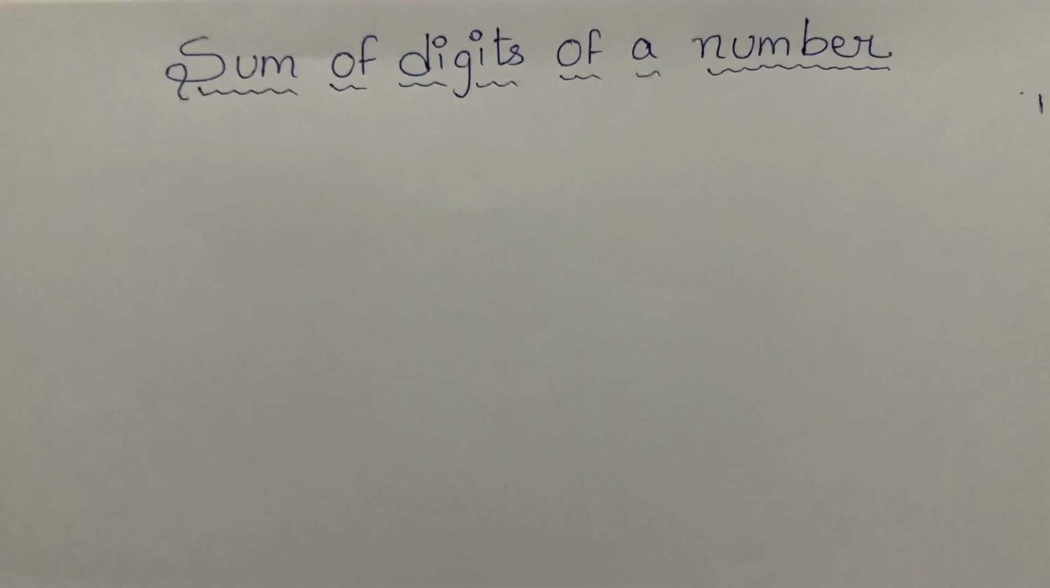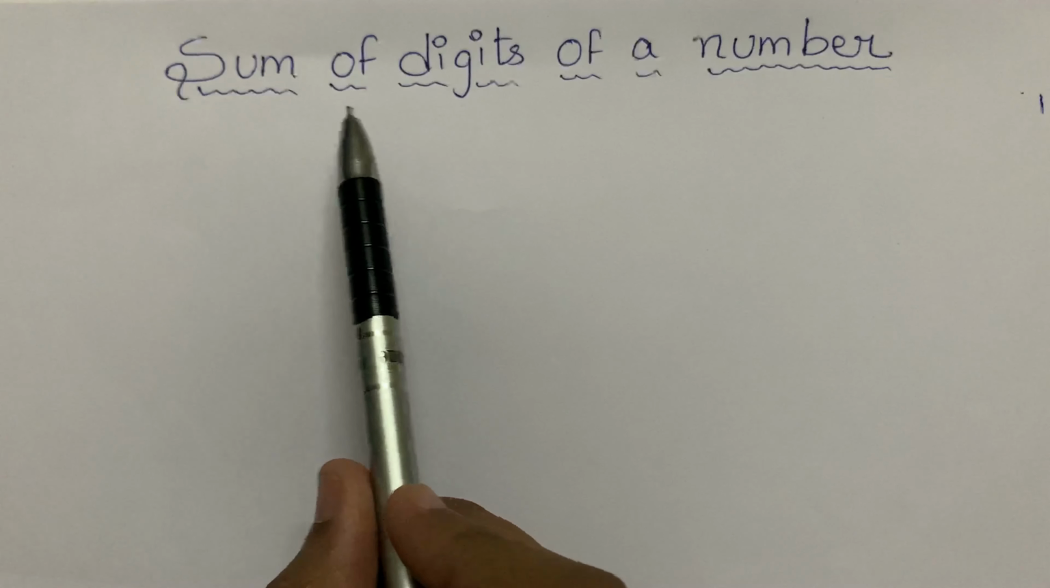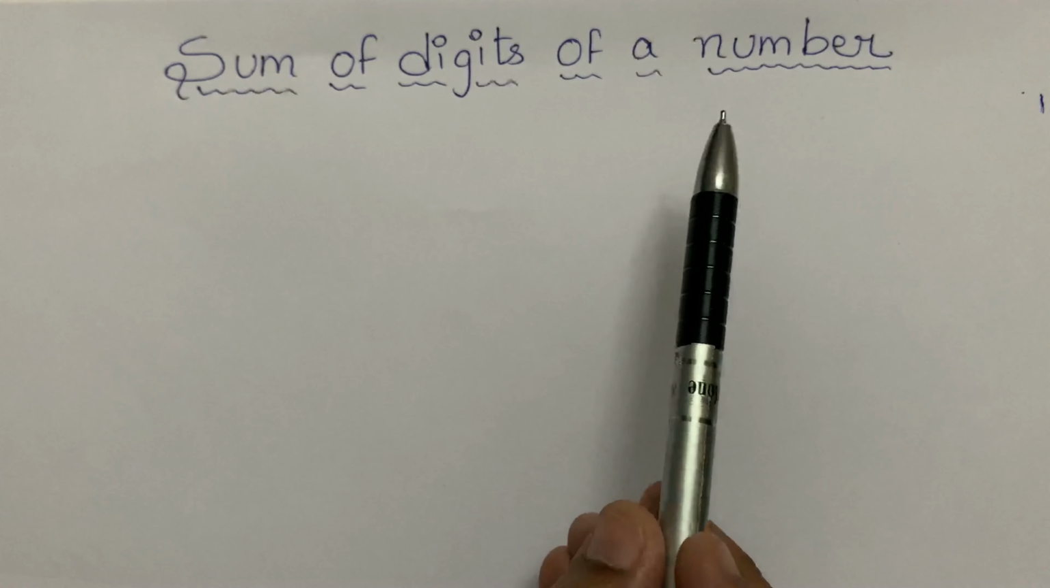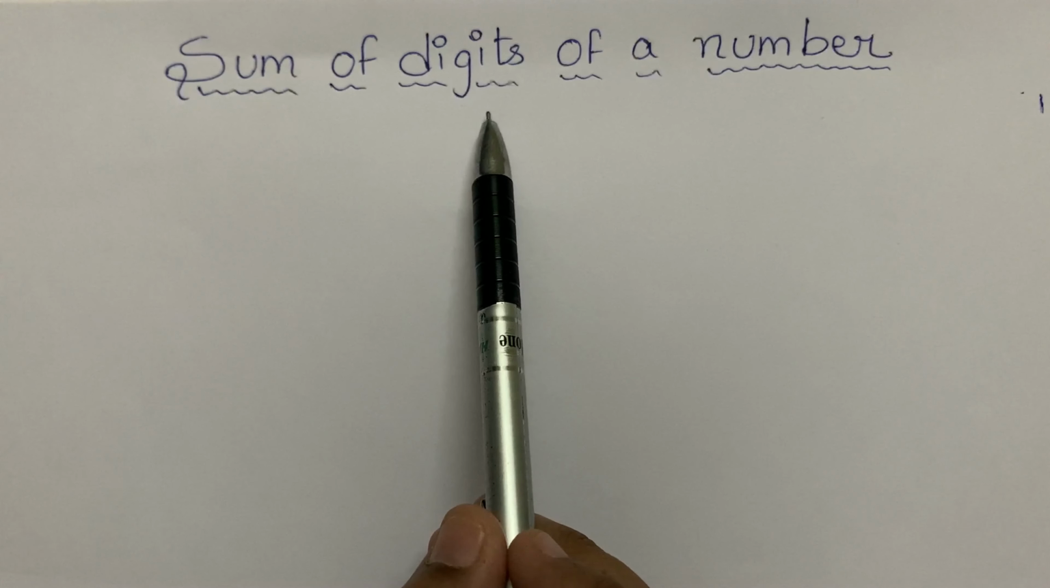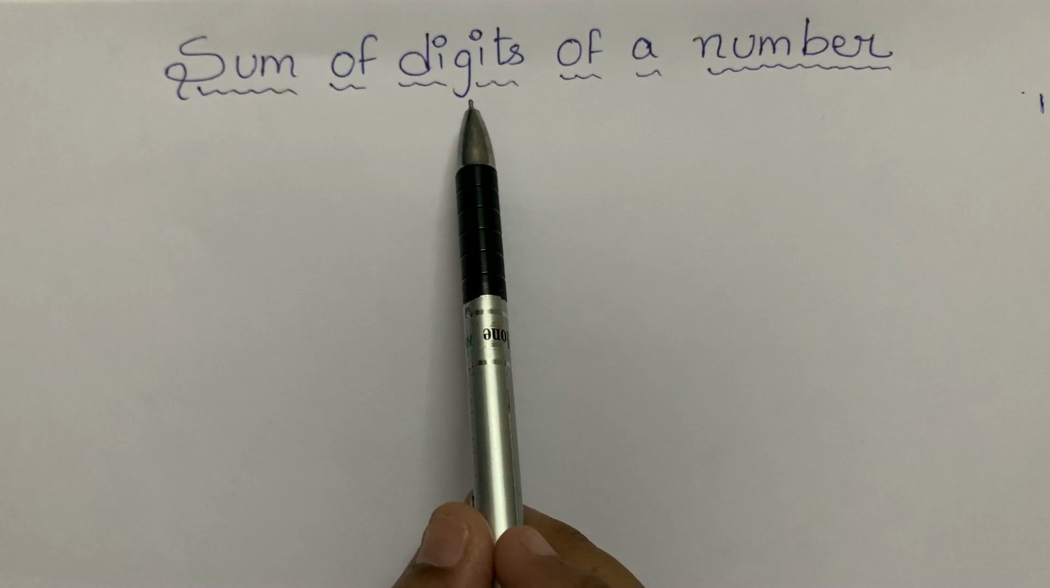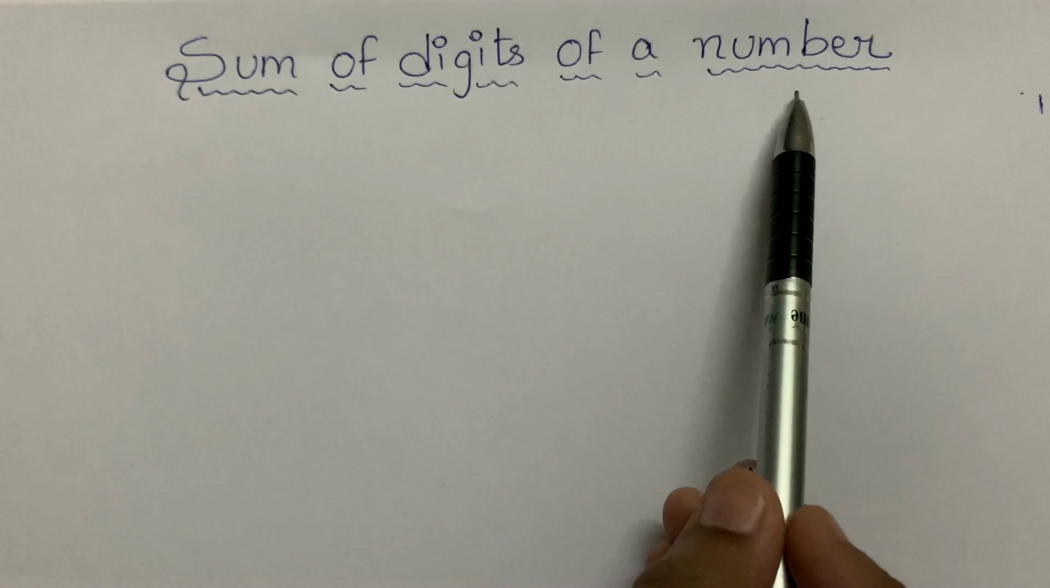Hello everyone. In this video, I am going to discuss how to find out the sum of digits of a number. A number is nothing but a combination of digits. So how do we find the sum of the digits of a given number?